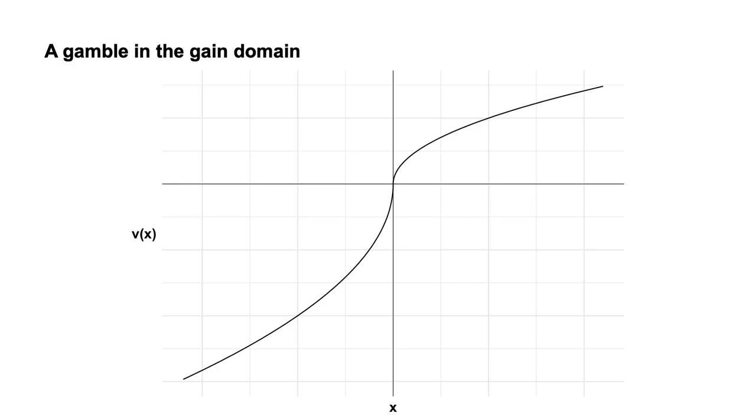The power of 1/2 applied in both the gain and loss domain leads to diminishing sensitivity to gains and losses. The value function is concave in the gain domain and convex in the loss domain. This curvature leads to risk-averse behavior in the gain domain and risk-seeking behavior in the loss domain. This change in risk preference between the gain and loss domains is the reflection effect.